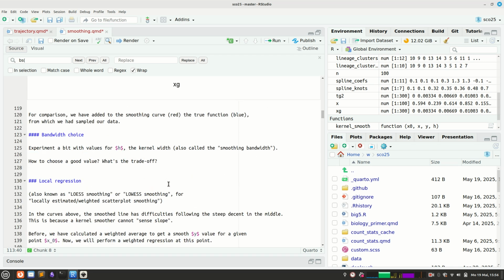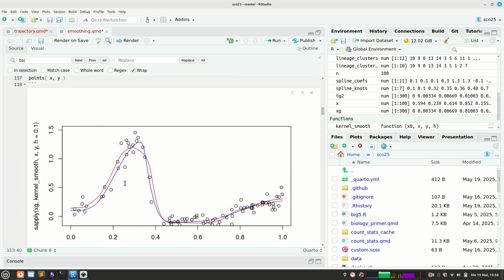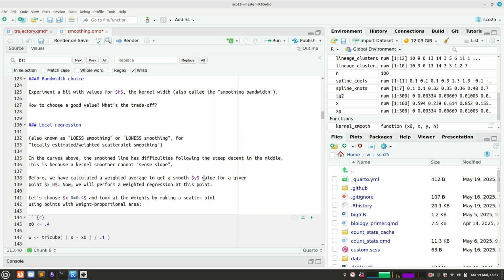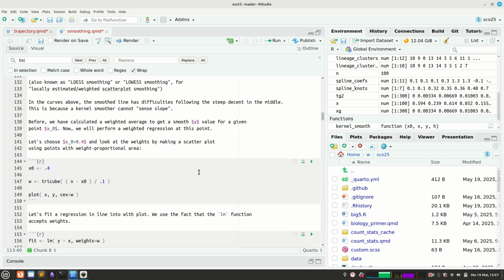But before I do this, I want to look at something else. Here, if you look at the red line, as I said, it can't really follow this step here. Maybe we could do a better job by allowing the regression to get a feeling not only for the absolute value, but also for the slope, so that it senses how this goes up here and down here. The way we can do this is using local regression. I'll show you how local regression works.